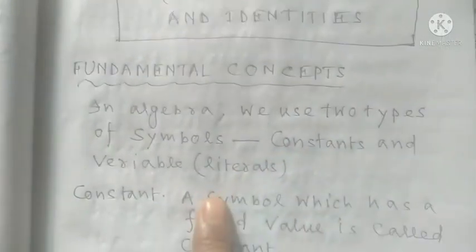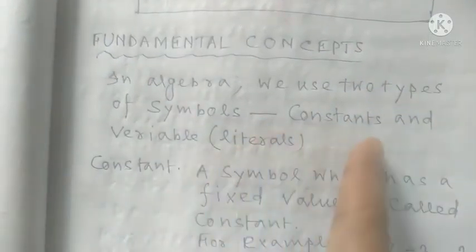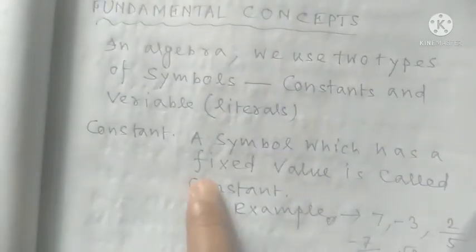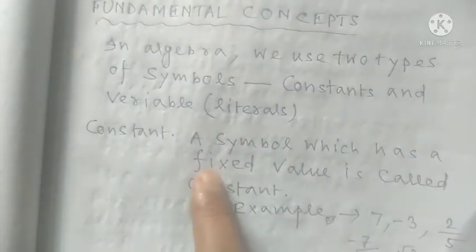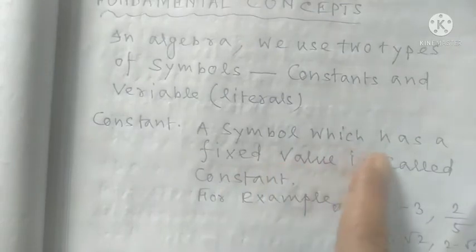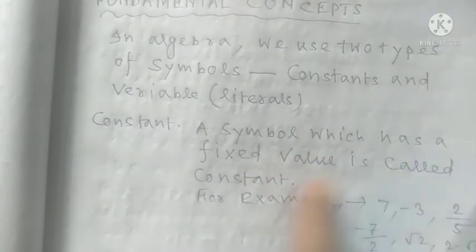In algebra you have to read the theorem. In algebra we use two types of symbols when we make an algebraic expression: number one, constant, and number two, variable. First of all, you have to know what a constant is. A symbol which has a fixed value is called a constant.